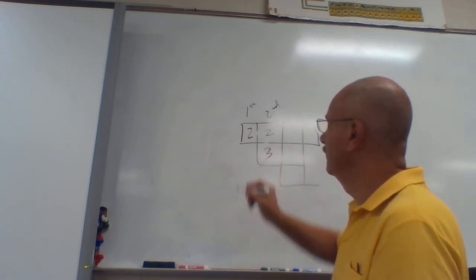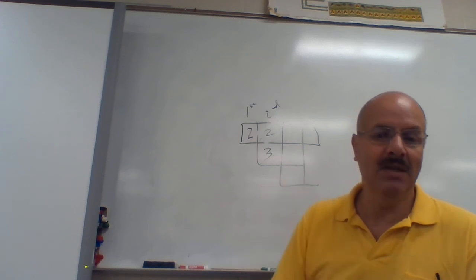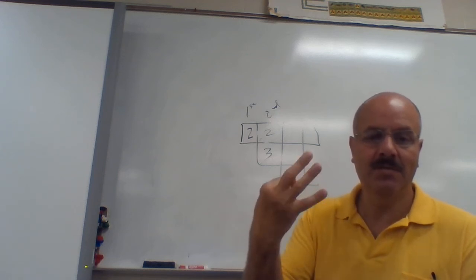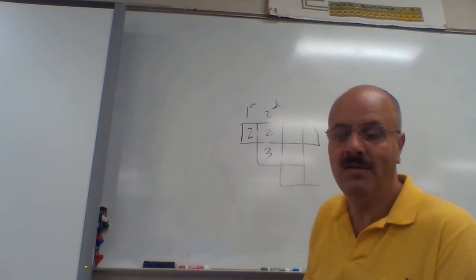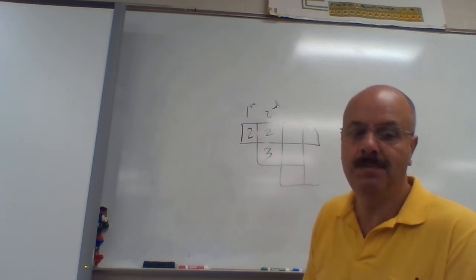He's got a 2 and a 3, so he's got a total of 5 electrons. With 5, he needs to bring in 3 more. So he'll bring in 3 more to fill this. When he does that, it ends up becoming a negative 3.